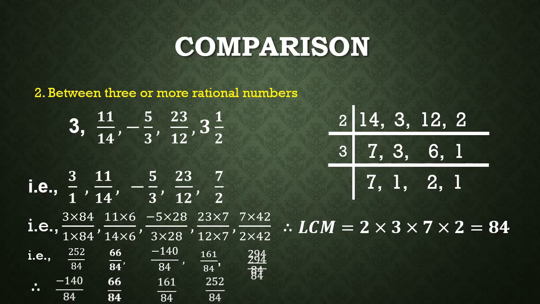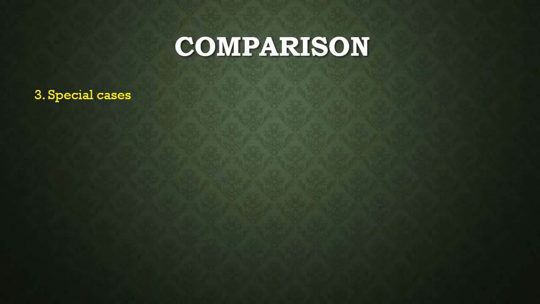294 stays last, and this is in ascending order, that is, smaller to bigger. Some special cases now. Firstly, we have an integer and a mixed fraction. Both are rationals, we know, right? Let's take a few examples.